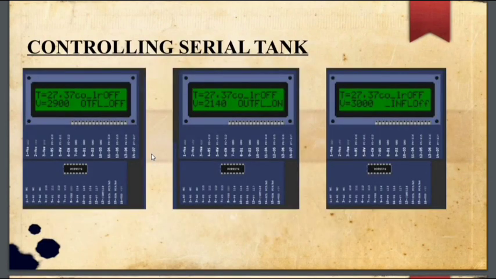If you see here, controlling the serial tank, these diagrams are screenshots taken from the mobile in the simulation. In the second line, we can see the volume of the water present in the serial tank, and beside it we have the commands, that is outflow off, outflow on, inflow off. As you are seeing in the third picture, the volume of the water in the serial tank is 3000, and hence inflow is turned off.